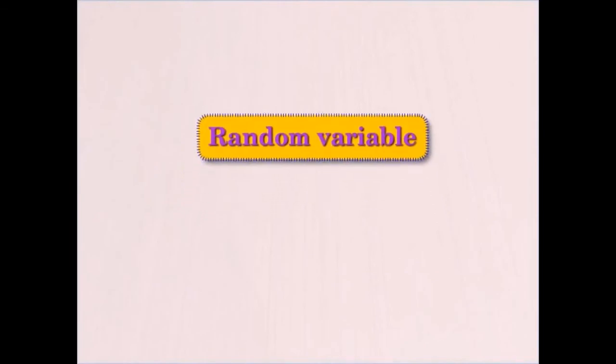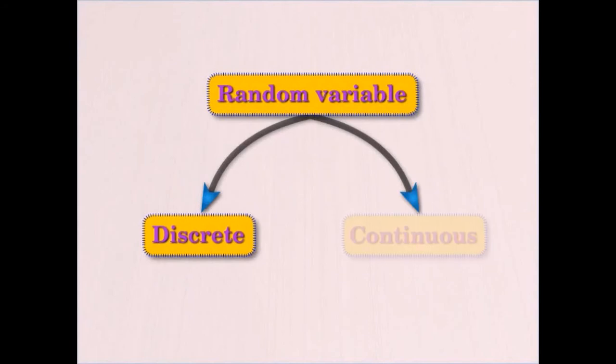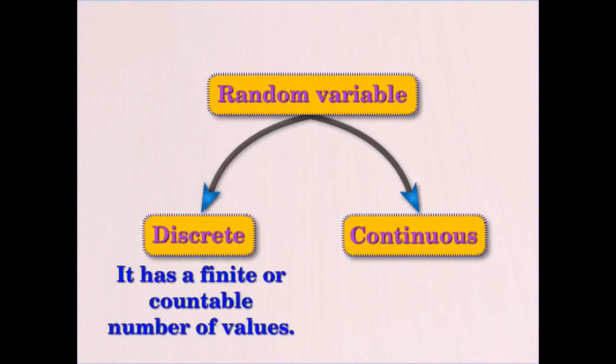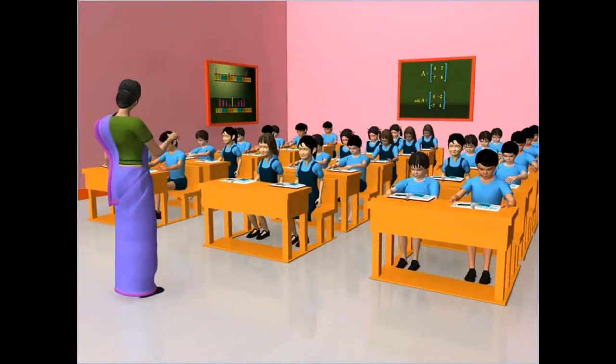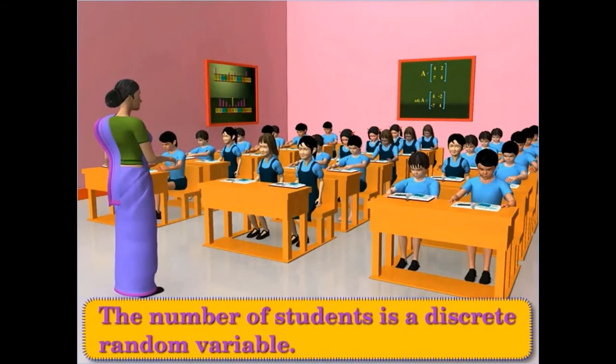There are two types of random variables, discrete and continuous. A discrete random variable has a finite or countable number of values. In a school, the number of students in a class has to be a whole number. It cannot be 24.5. So the number of students is a discrete random variable.